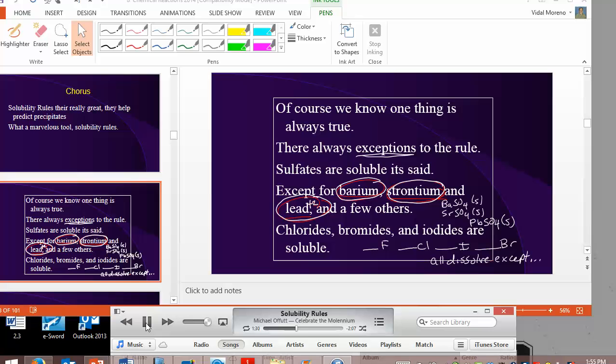And a few others. Chlorides, bromides, and iodides are soluble.